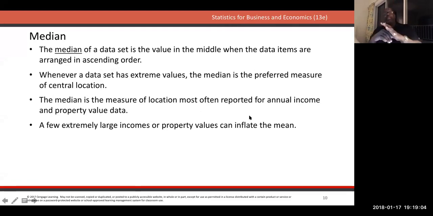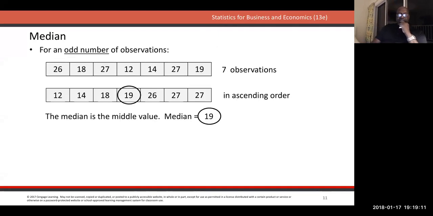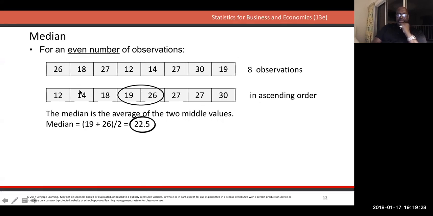So the median is, as I mentioned already, the sort of middle value, and it divides the data into two equal parts, and there's an example here given to us. If we have an odd number of observations, 7 in this case, we arrange everything in ascending order, and we simply take the middle value. But if we have an even set of numbers, then we take the midpoint. In this case, we have these 1, 2, 3, 4, 8 values. We arrange them in ascending order, and then we take the average of the two middle values.